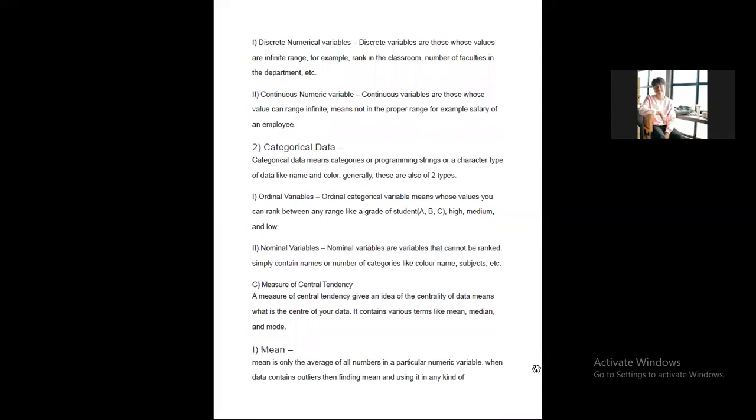Okay. Then in the numerical data types, we have found discrete and continuous, and in the case of categorical, we have found ordinal and nominal, right? What was ordinal? Ordinal categorical variables means values you can rank in a particular range, like your grade A, B, C, like suppose high, medium, low. Okay, where you can arrange them range wise, right?